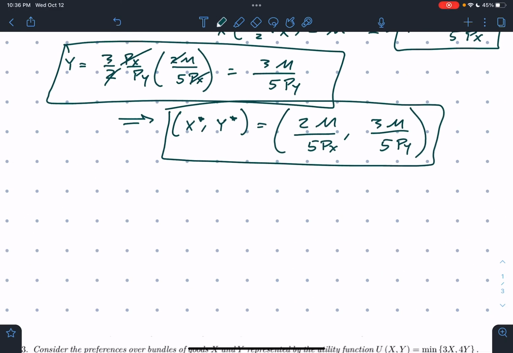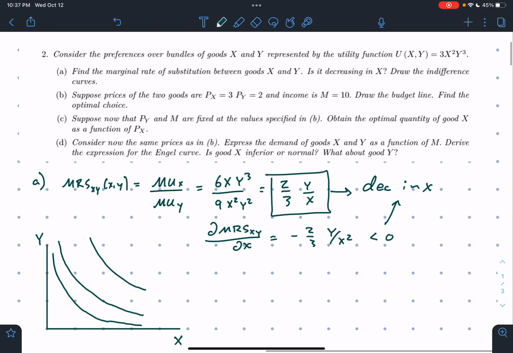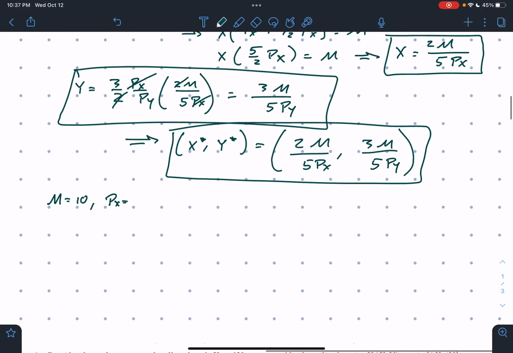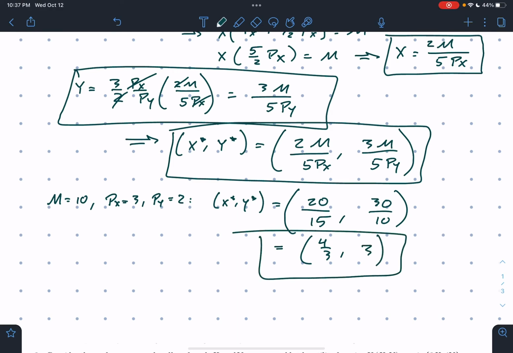Okay, now we want to plug in m equal to 10, px equal to 3, and py equal to 2. So this means that x star, y star is equal to 20 over 15, and 30 over 10. So in other words, 4/3, 3. All right.